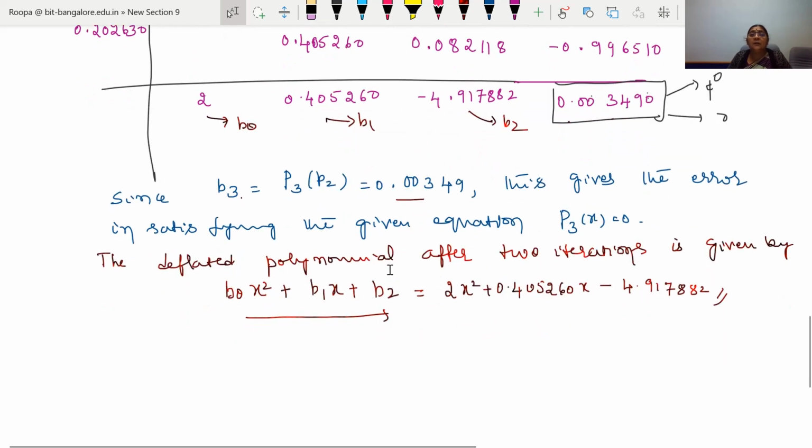The deflected polynomial after the two iterations is given by b naught x square, because we have to extract one root, meaning we are extracting one linear factor from a cubic polynomial. The problem gives a cubic polynomial, we are extracting a linear factor, so the remaining is quadratic. This is the way to write the deflected polynomial. I think it's clear.